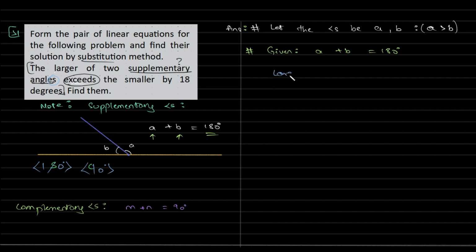The larger exceeds the smaller by 18. So what does exceed mean? The larger is equal to the smaller plus 18. Or else, the larger, in this case A, the difference between the larger and the smaller is 18 degrees. Again, it's left to you guys, however you want to write.